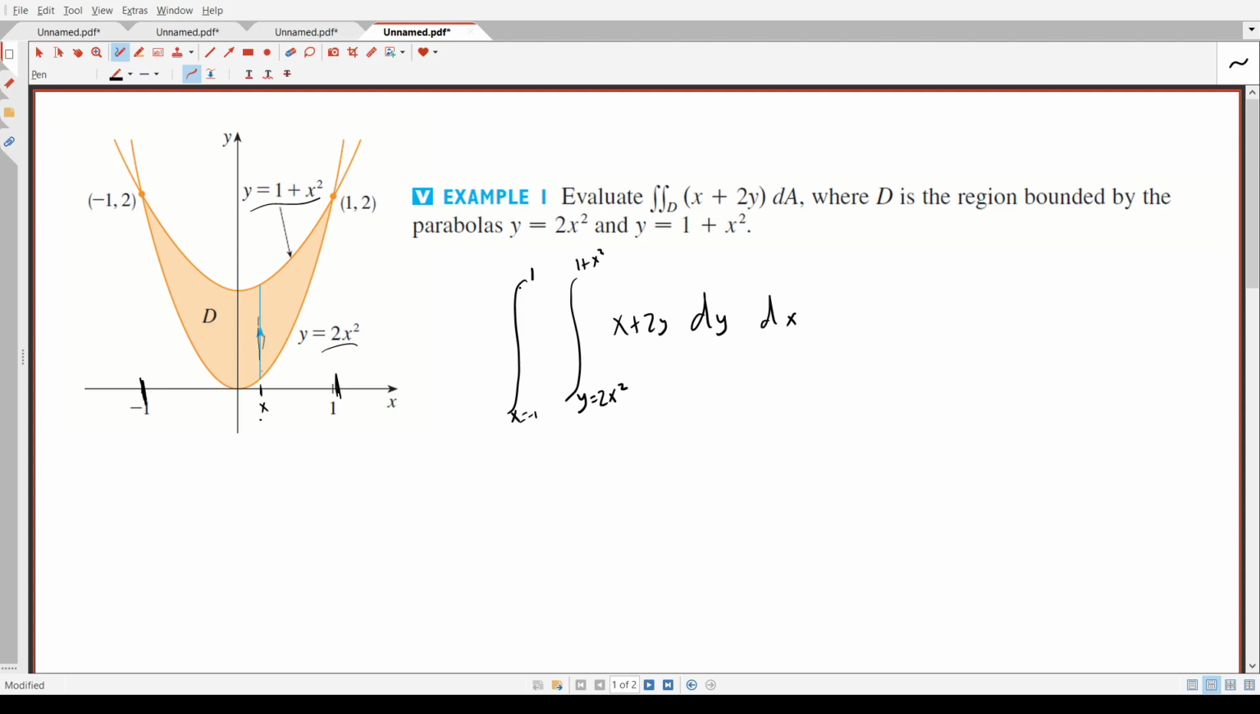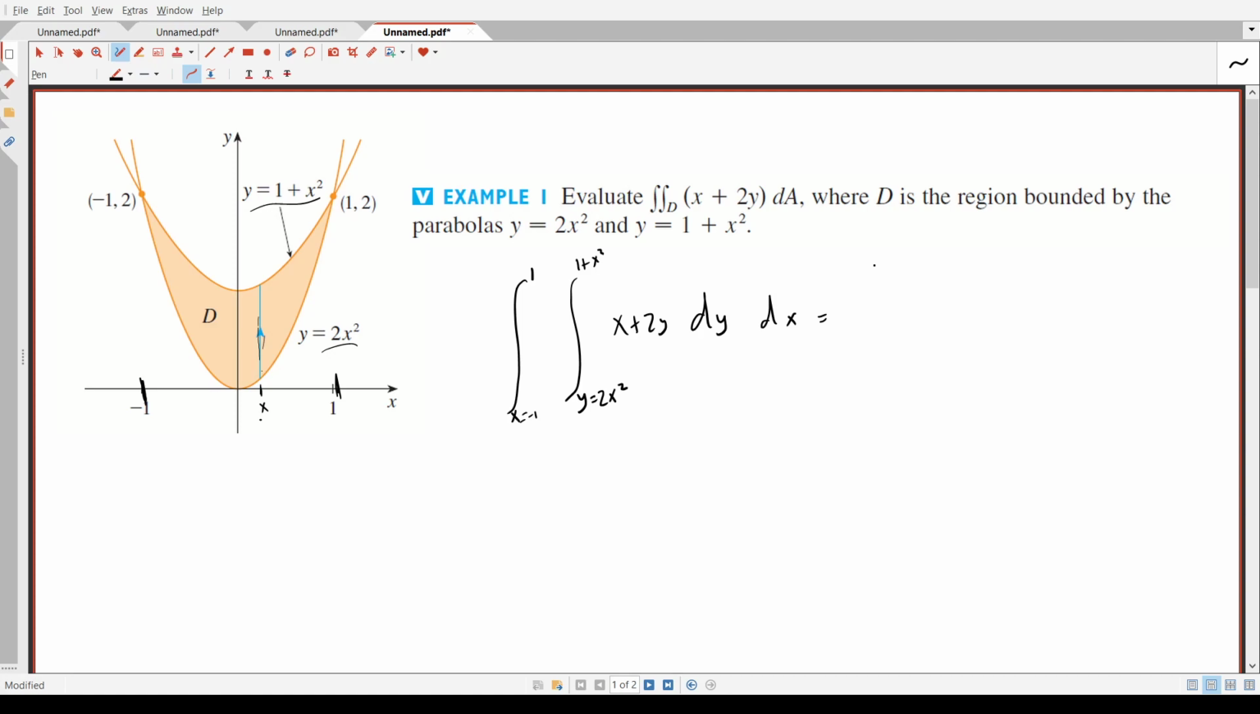Okay, and this right here is the only hard part about these problems. The actual integration usually isn't that bad. It's usually actually pretty simple. It's setting up the bounds that's usually kind of hard. So let me just go ahead and evaluate this integral.